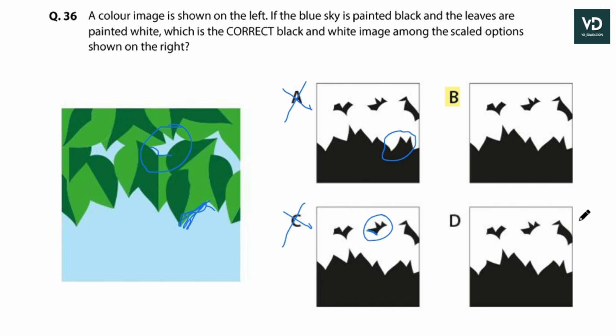Okay, so we can see this leaf. There is some curve here, but there is no curve, there is only one edge here, but they have provided here some curve, this line, so this is incorrect, and the answer will be B.